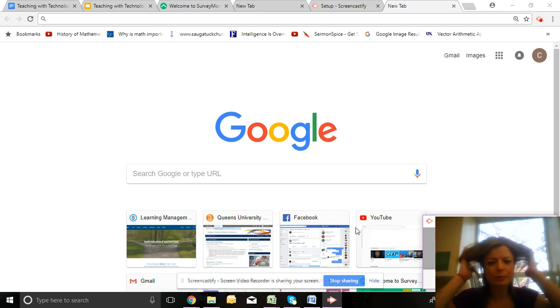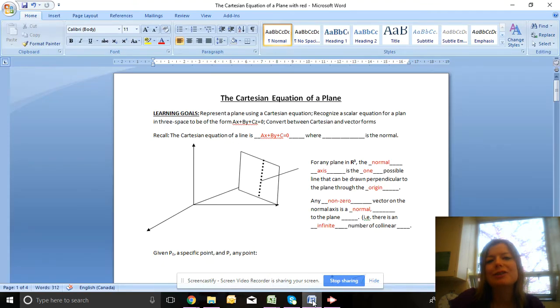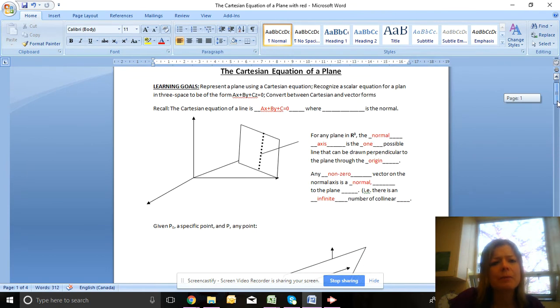Hi class. So far in this unit, we have learned how to get vector and parametric equations of a line, the Cartesian equation of a line, and then vector and parametric equations of a plane. So it should be no surprise that now we're doing the Cartesian equation of a plane. What we're going to do here is learn how to do that.